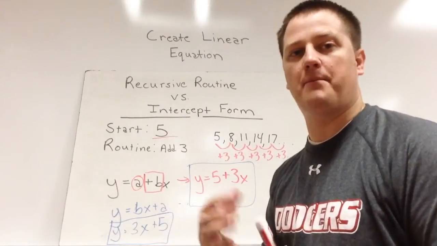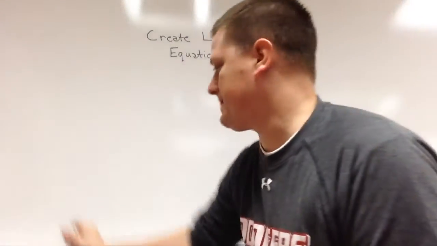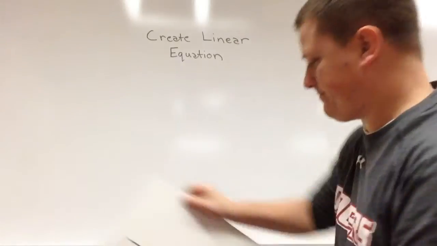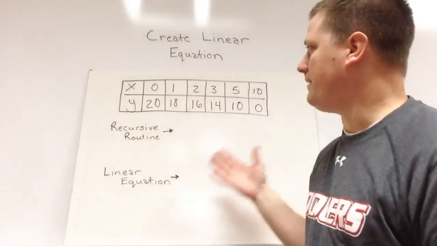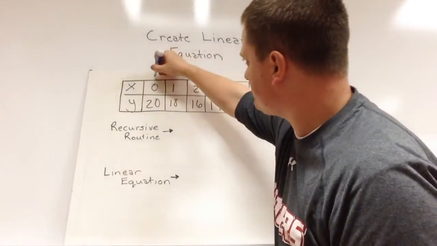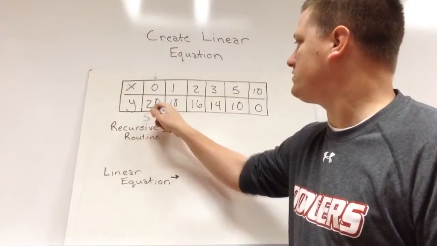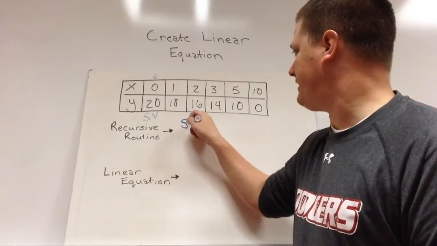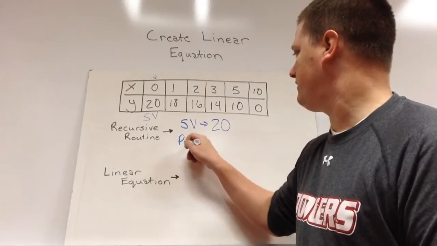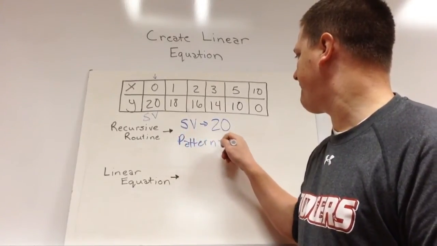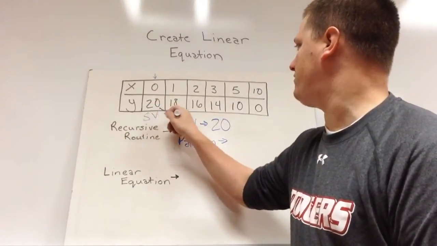Alright, now we're going to use a problem, figure out the recursive routine, and create the pattern from it. Typically, we'll see this stuff written out in tables. Remember, 0 for an x value represents our start value. So first thing we need is our start value, which here is 20. Then we need to figure out our pattern. Okay, so our pattern from 20 to 18 is minus 2.